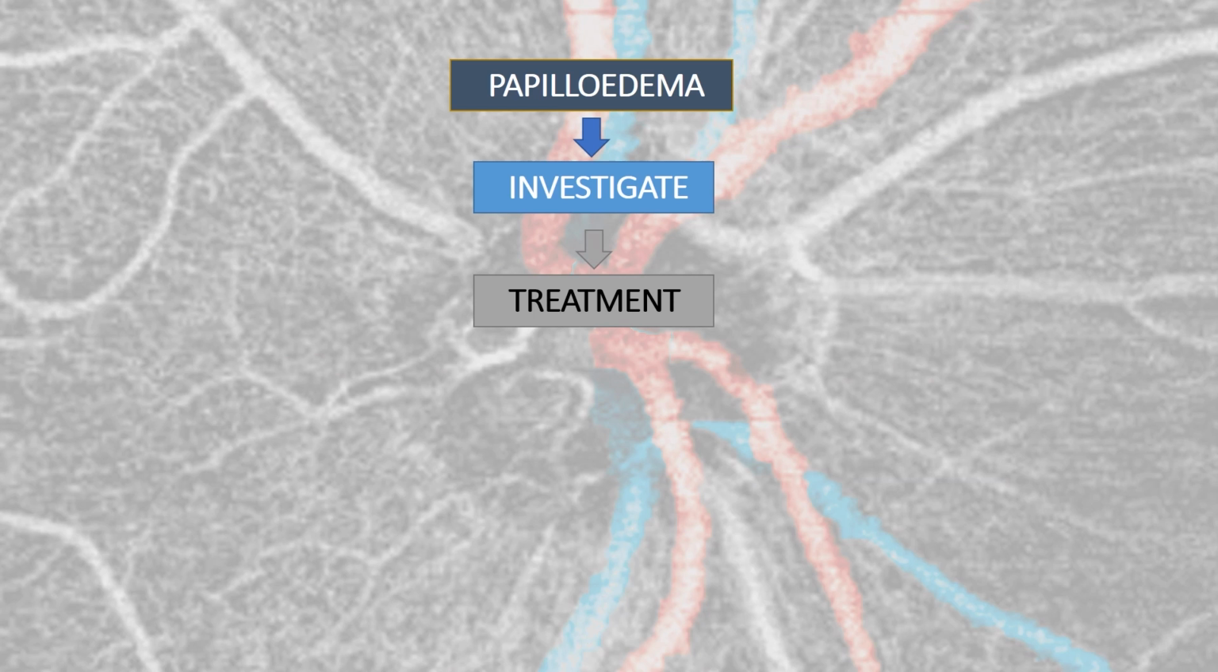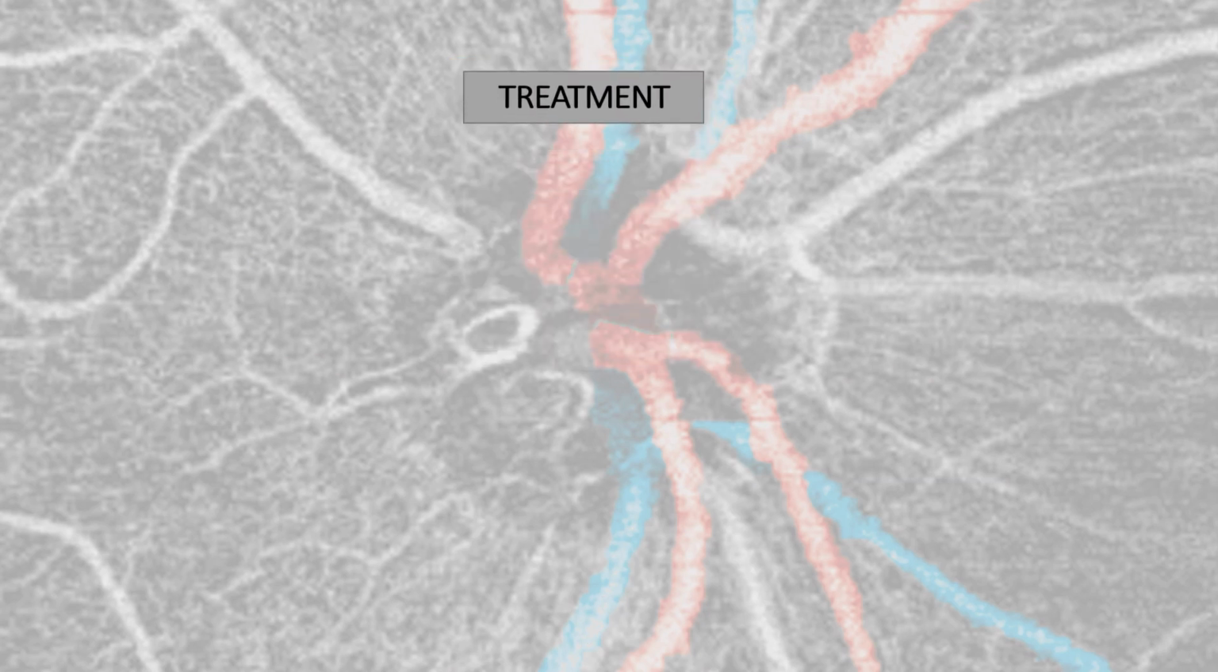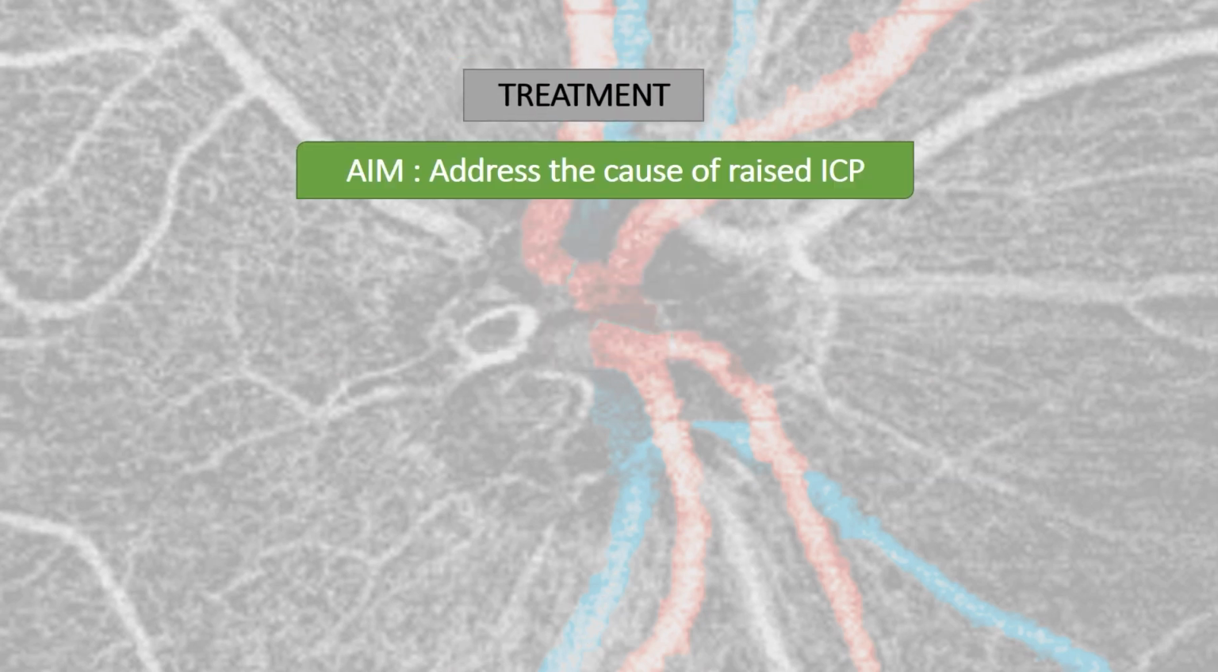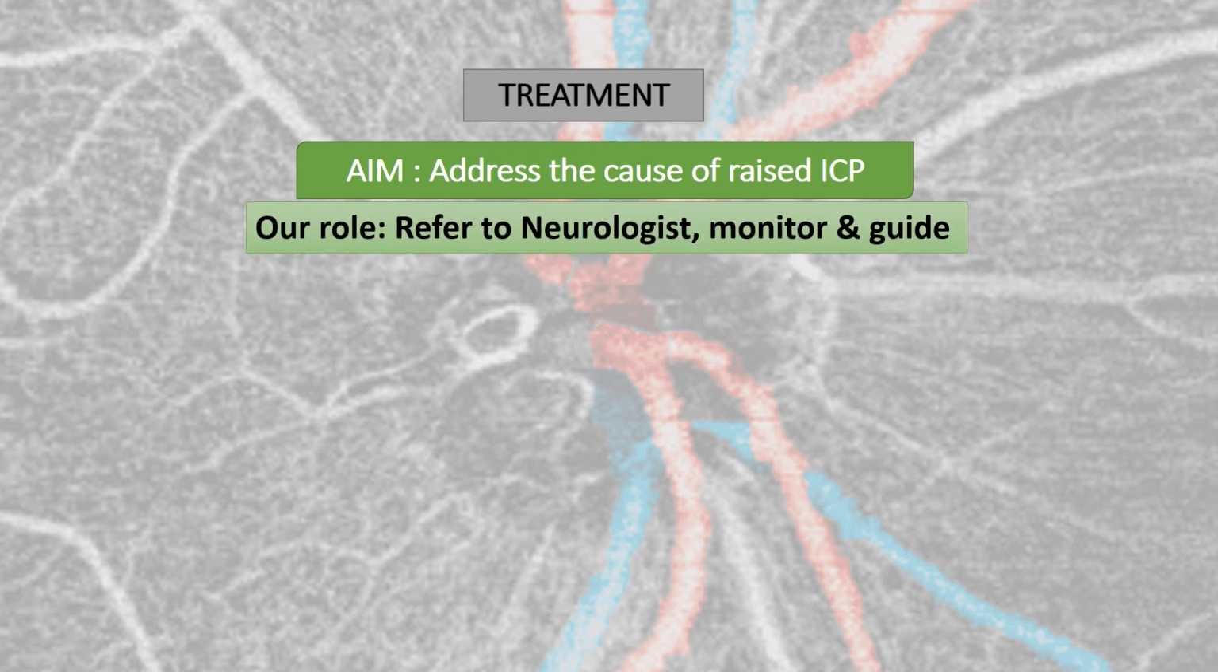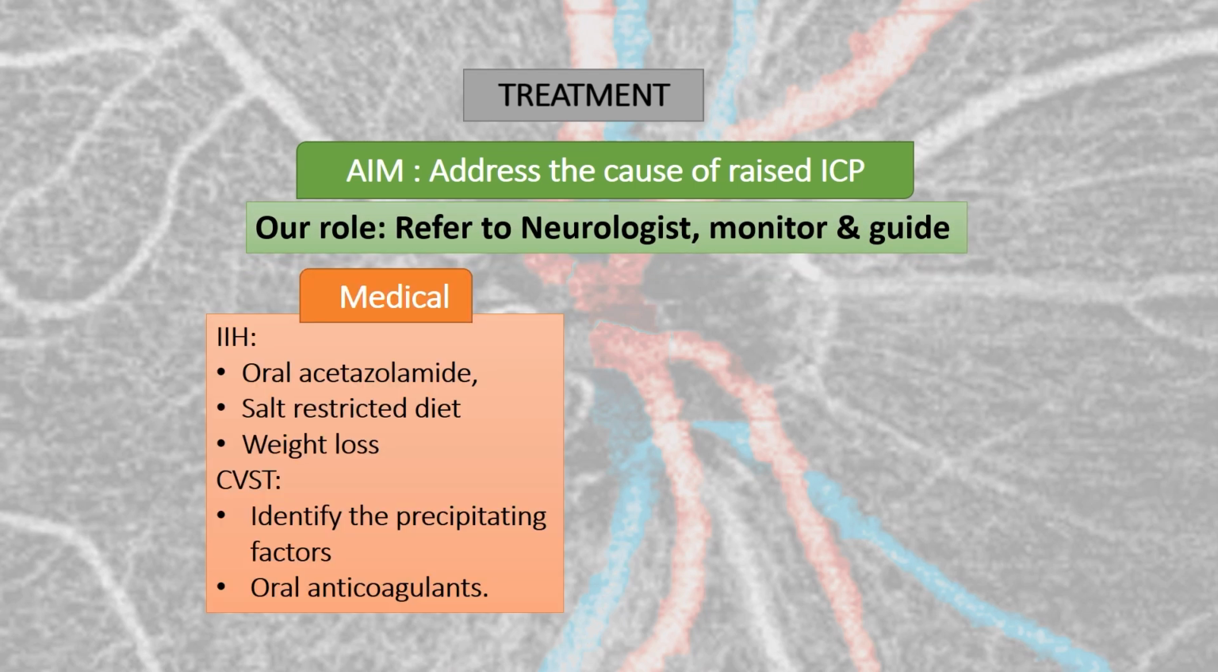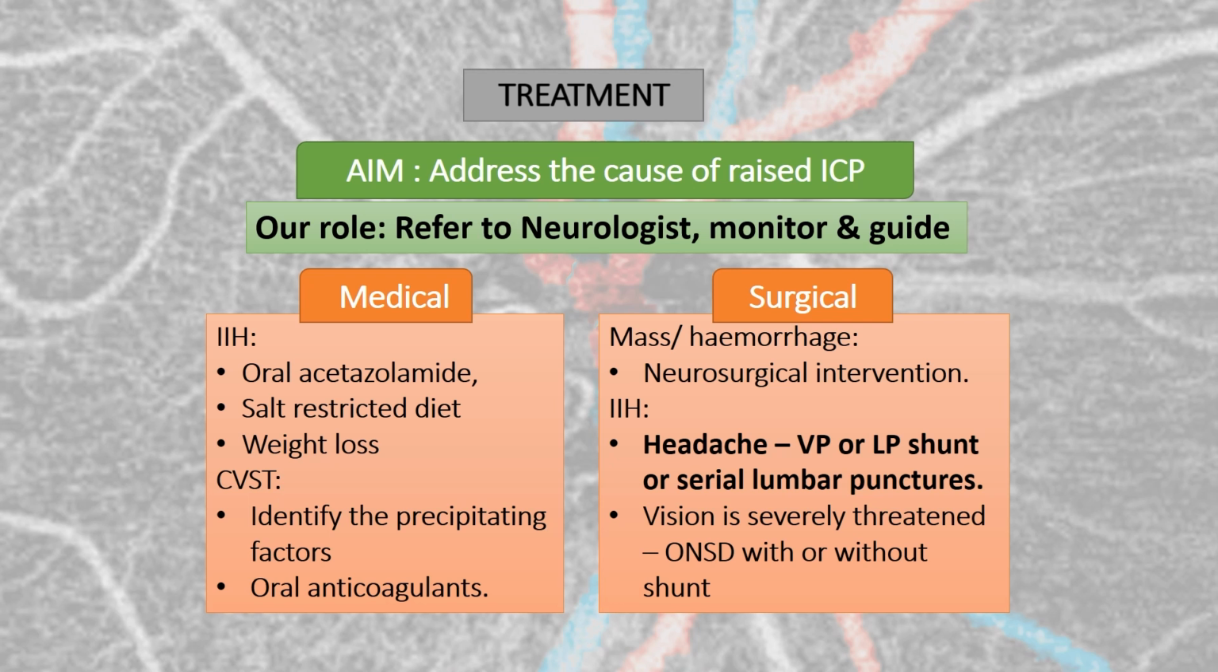To treat a case of papilledema, a multidisciplinary approach is required. The cause of the raised ICP has to be dealt with by prompt referral to a neurologist. It can be treated medically or surgically, and optic nerve sheath fenestration can salvage vision and provide a much better quality of life in such patients.